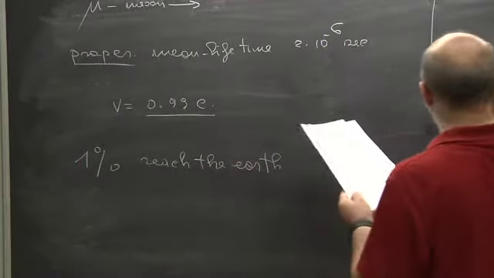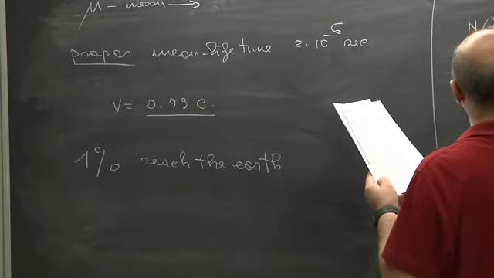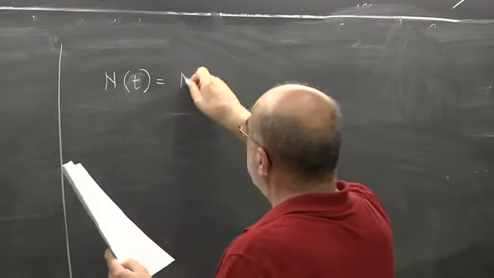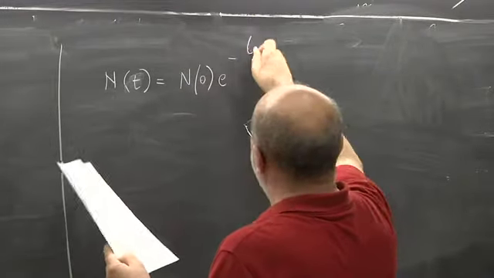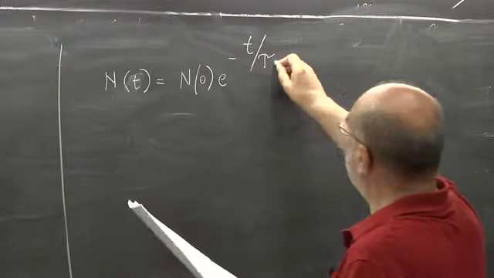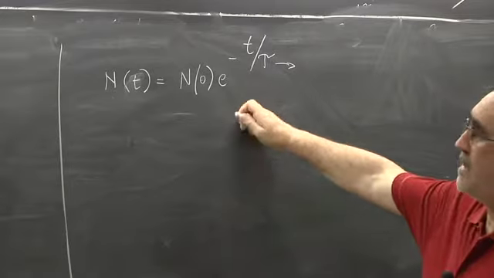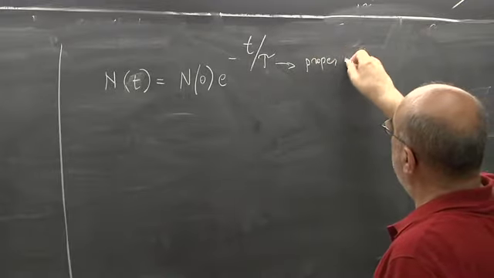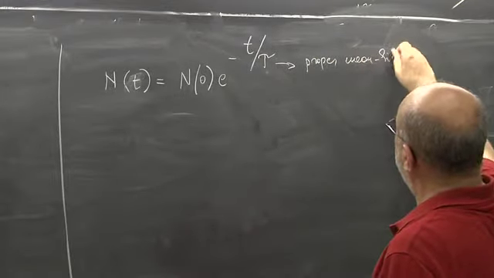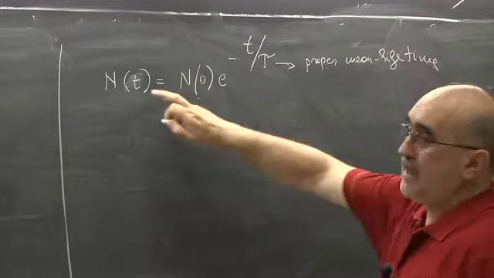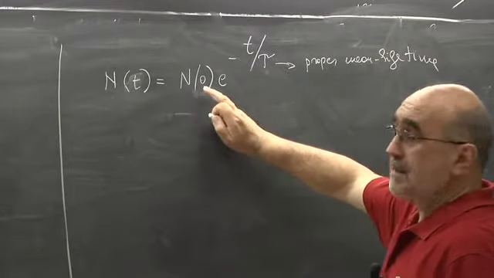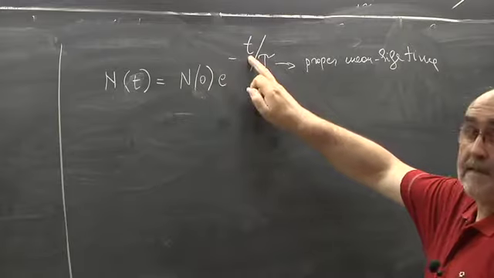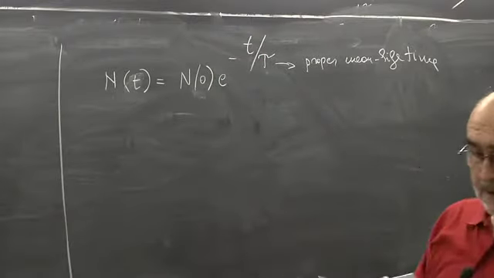Well, first of all, we should remember the law of decaying. If N is the number of particles at time t, and N0 is the number of particles at time 0, the usual law of decay of an unstable particle is this famous exponential, where tau is the proper mean lifetime. So N(t) is given by this formula, where t is the time and tau is the proper mean life.